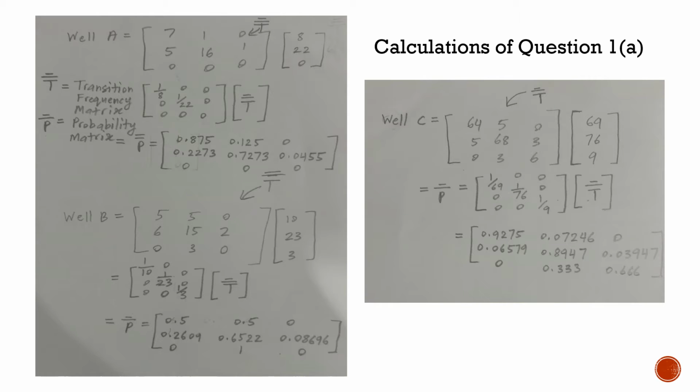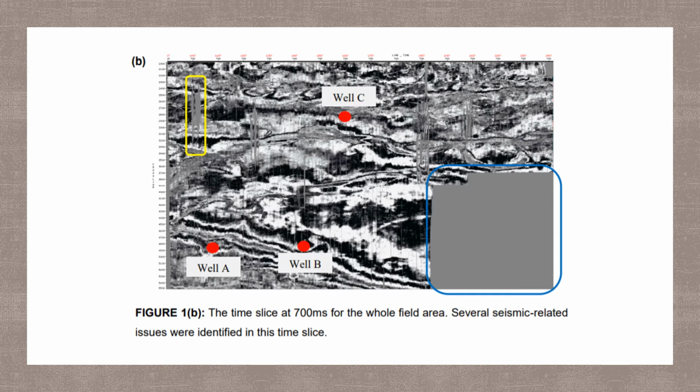Based on the calculations of question 1A, we can see that well B has the lowest probability matrix amongst well A and well C, while well C has the highest probability matrix than well A and well B. And in figure 1b, we can see the location of the three wells, with well A and well B at the bottom and well C at the very top.